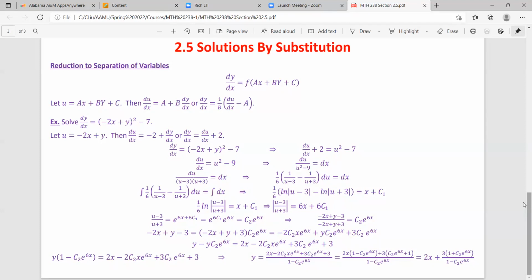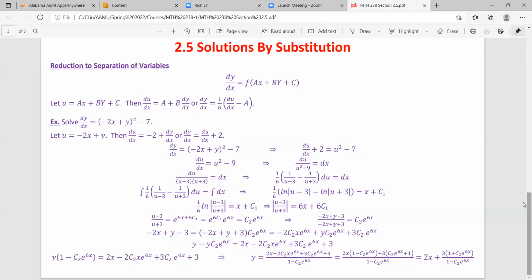So take the derivative on both sides with respect to x. We get du over dx equal to negative 2 plus dy over dx. Move 2 to the left-hand side, we get dy over dx equals du over dx plus 2. So then we can rewrite the original equation as du over dx plus 2 equals u squared minus 7, if you plug in dy over dx by du over dx plus 2 and negative 2x plus y by u.